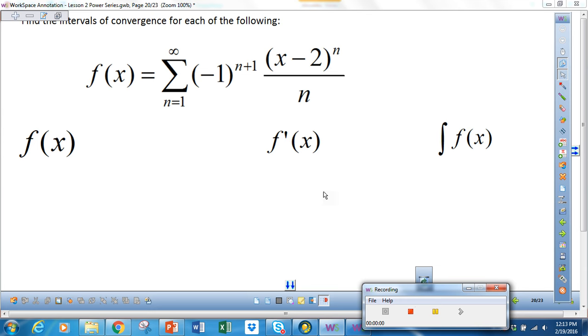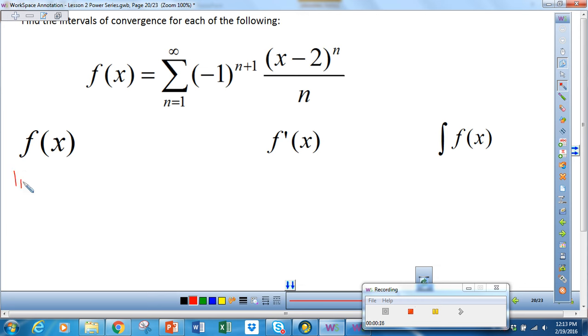Okay, so let's look at our second example. Once again, this is found in your notes. So the first thing we have to do is find the interval of convergence for the original expression. And to find the interval of convergence, we're going to use the ratio test.